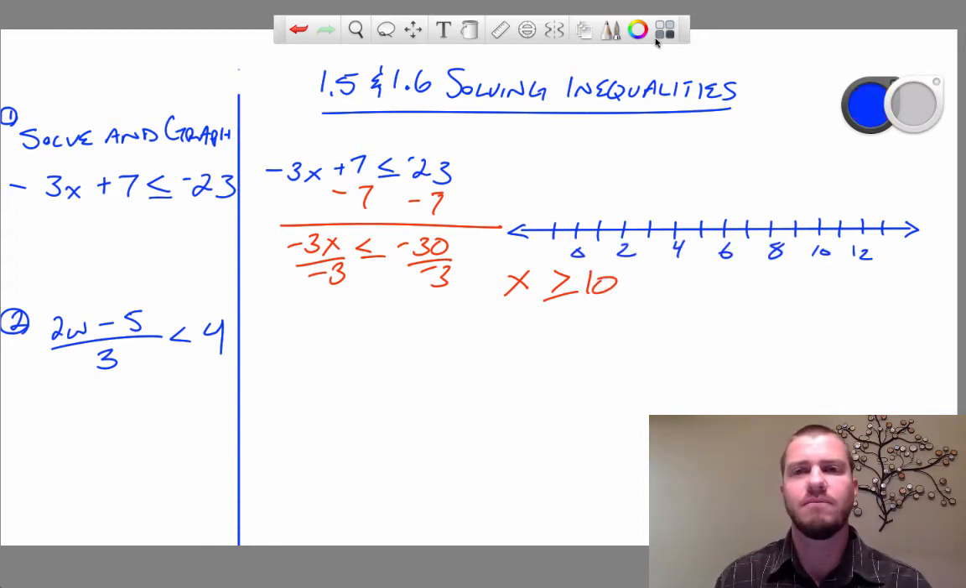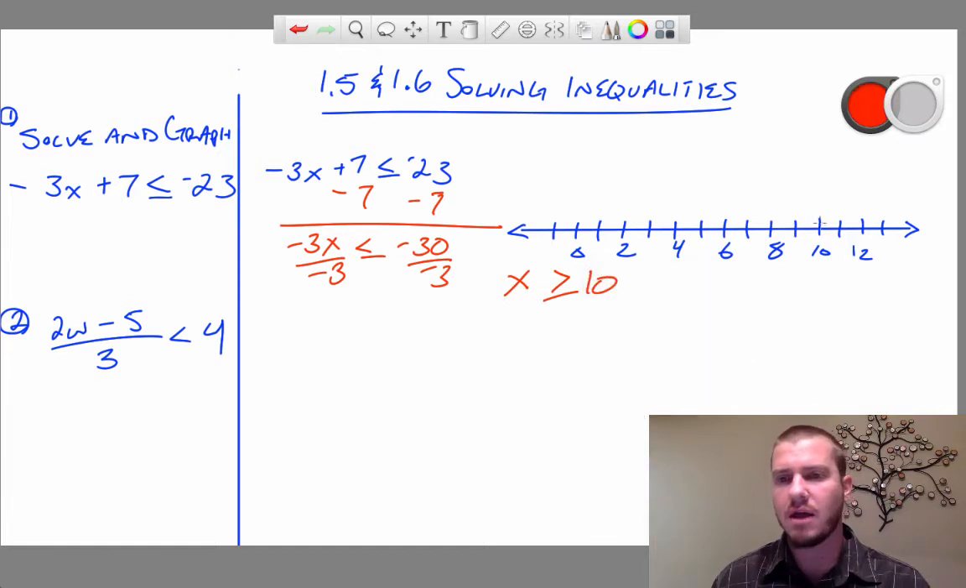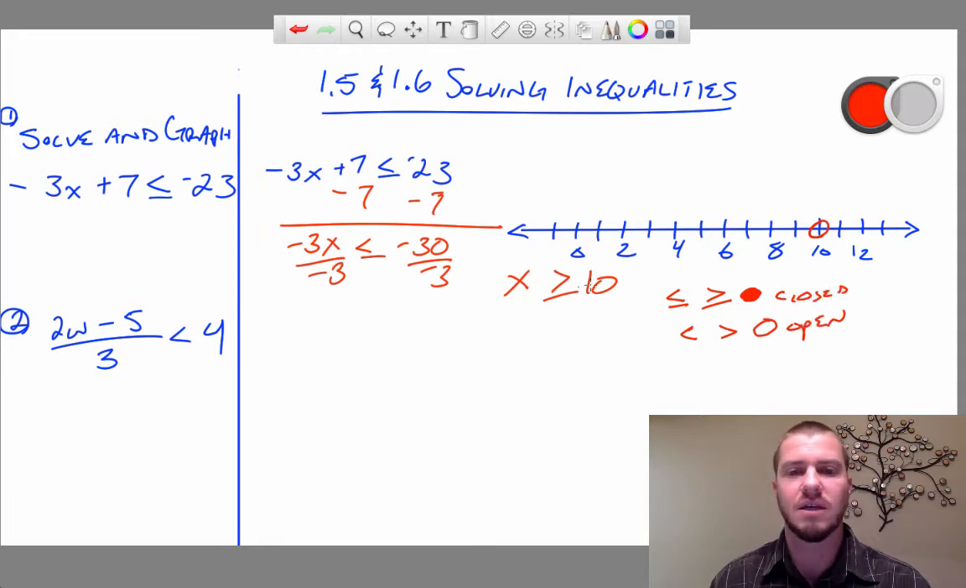Okay, so here's my graph. When I go to graph it, I start at positive 10. I have a circle. Is it open or closed? When it's the equal bar, it's going to be closed, whether it's less than or equal to, greater than or equal to. If it's not the equal bar, it's going to be an open circle. And this is greater than 10, which is going to be to the right.